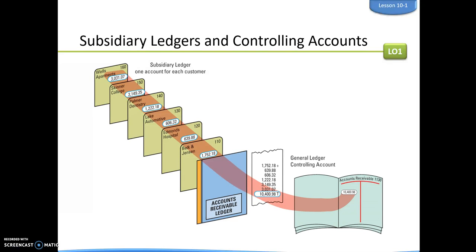You'll see that all of the customers that you offer credit to are in the accounts receivable ledger, and the controlling account for that is accounts receivable. Accounts receivable increases with a debit and decreases with a credit.